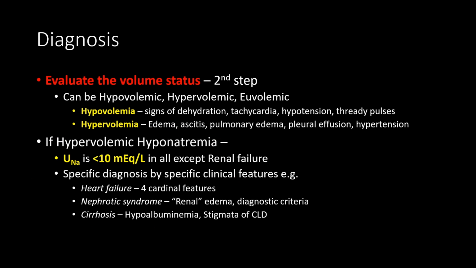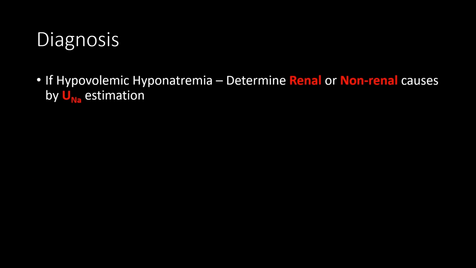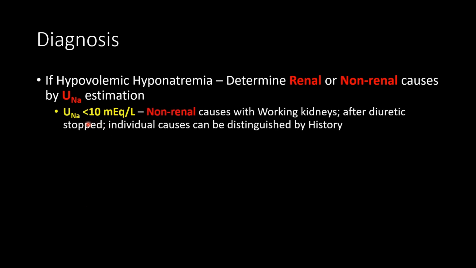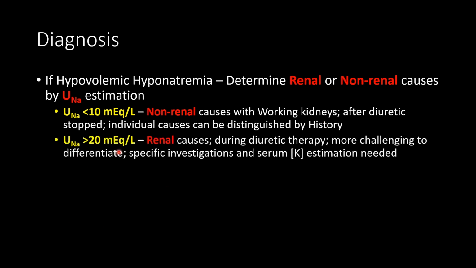Now coming to the features of hypovolemic hyponatremia. We discussed hypovolemic hyponatremia causes were of two types, mainly renal or non-renal, or extrarenal. Extrarenal causes were associated with decreased urinary sodium excretion. Renal causes of hypovolemic hyponatremia are associated with increased urinary sodium excretion. So all those can be differentiated by urinary sodium estimation. If the urinary sodium excretion is less than 10, it is a non-renal cause with working kidneys. If the urinary sodium is more than 20, it is a renal cause, and during diuretic therapy also this can happen. Among that, the specific causes we know already.